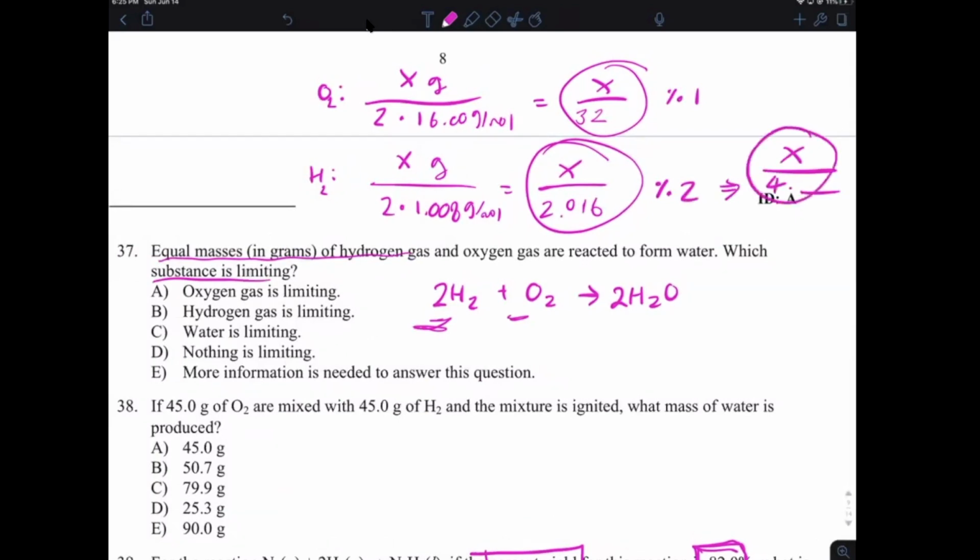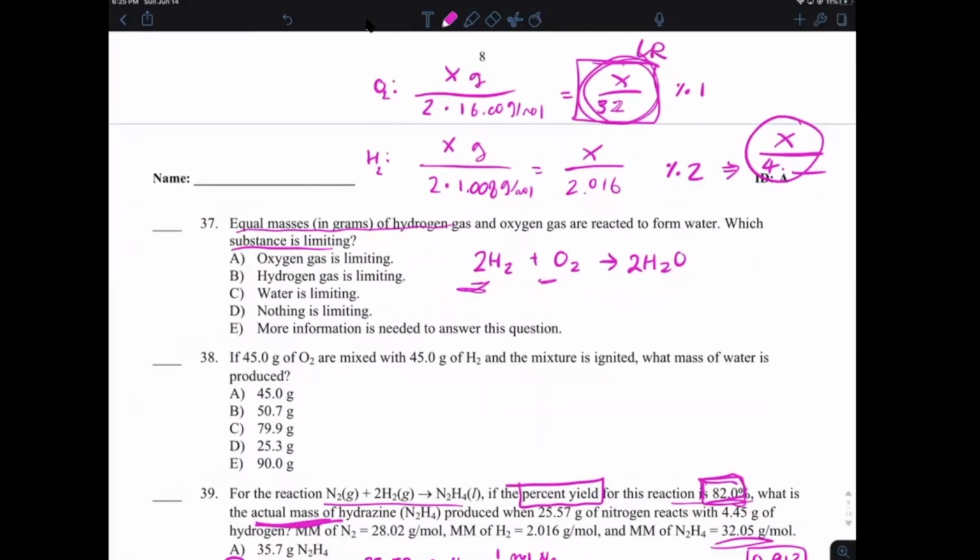So still, if we compare these two, which one is going to be smaller? So yeah, which one would be the smaller one? Yeah, right. So O2 would be the smaller one because we're dividing by this bigger number. So then we found the limiting reactant. It's just going to be the smaller number after we divide by the coefficient. And so I think the answer here should be A. So hopefully that makes sense.